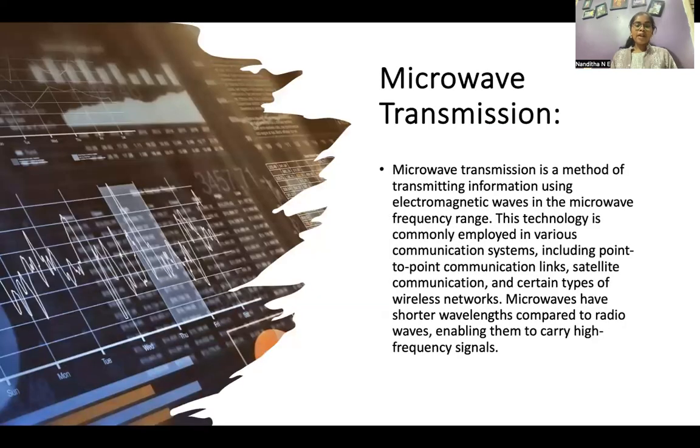Another type of unguided transmission is microwave transmission. Microwave transmission is a method of transmitting information using electromagnetic waves in the microwave frequency range. This technology is commonly employed in various communication systems, including point-to-point communication links, satellite communication, and certain types of wireless networks. Microwaves have shorter wavelengths compared to radio waves, enabling them to carry high frequency signals.